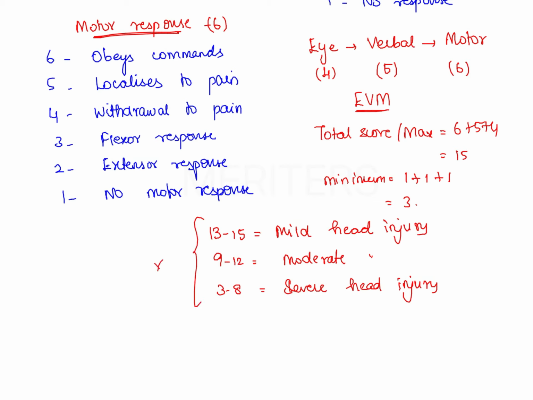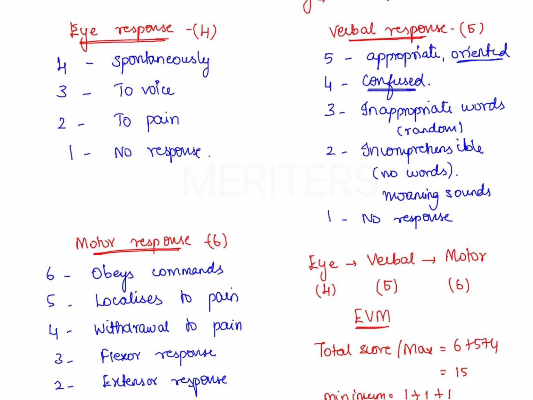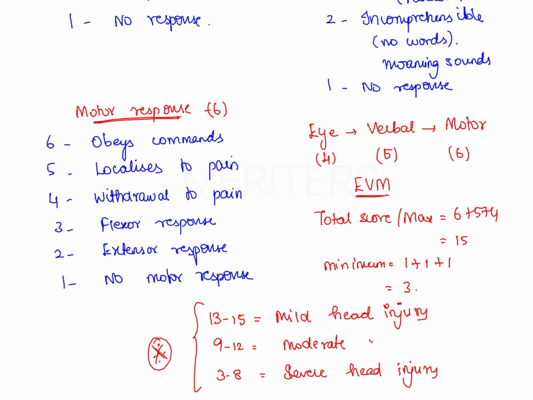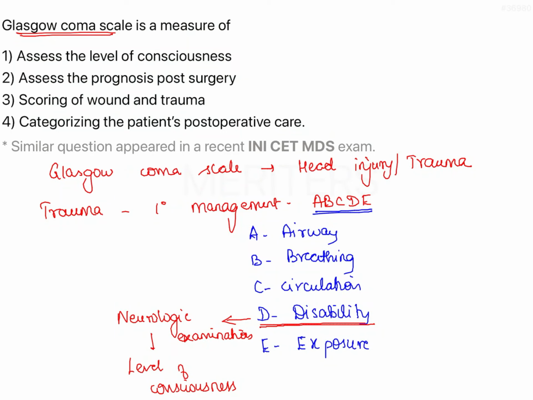So these different scores to assess the prognosis of the head injury are also very important. So, eye response 4 scores, verbal response 5 scores, motor response 6 scores. Overall it is 15 and minimum is 3, and based on this we can assess the level of consciousness of the patient. Therefore, Glasgow Coma Scale is a measure of, it assesses the level of consciousness of the patient. Therefore, the right answer here is option 1.